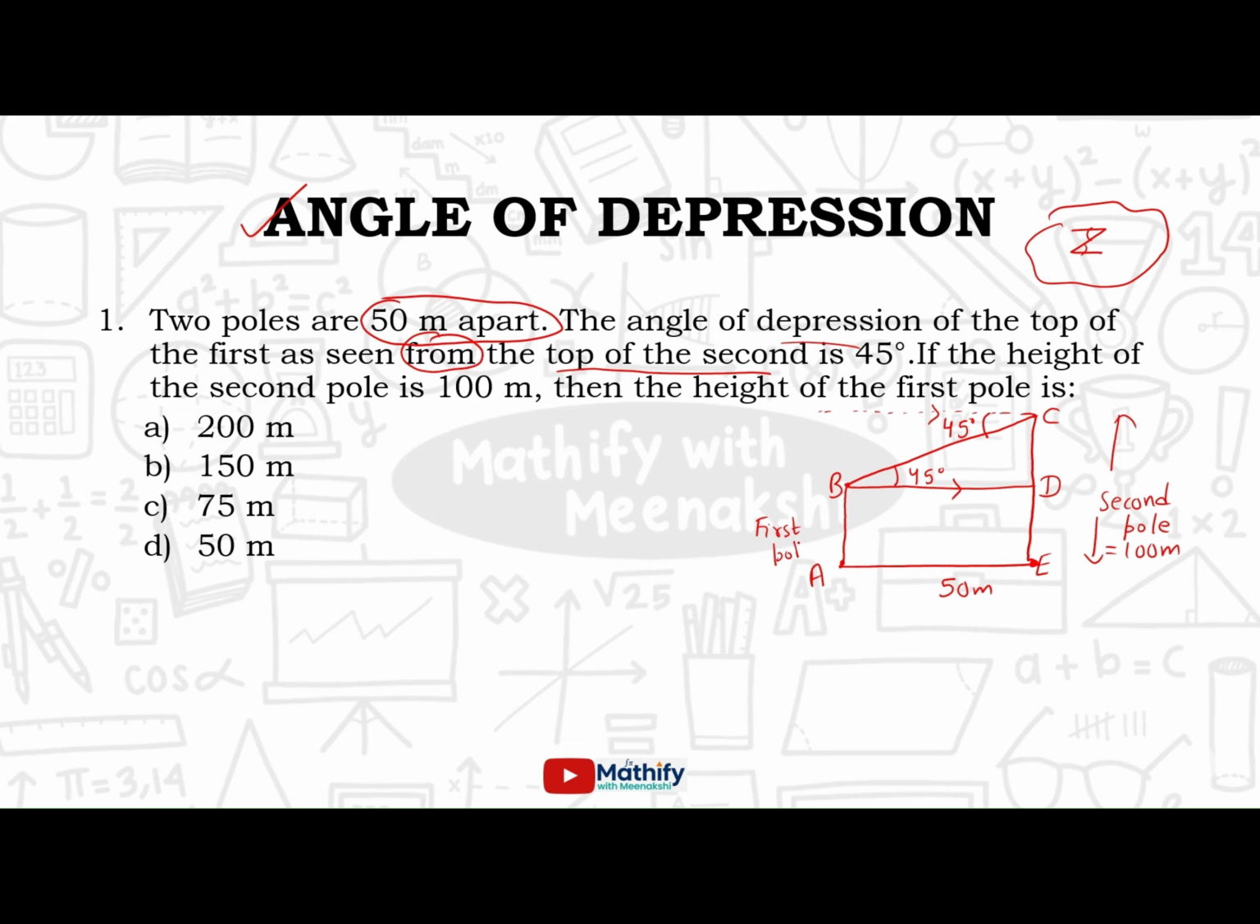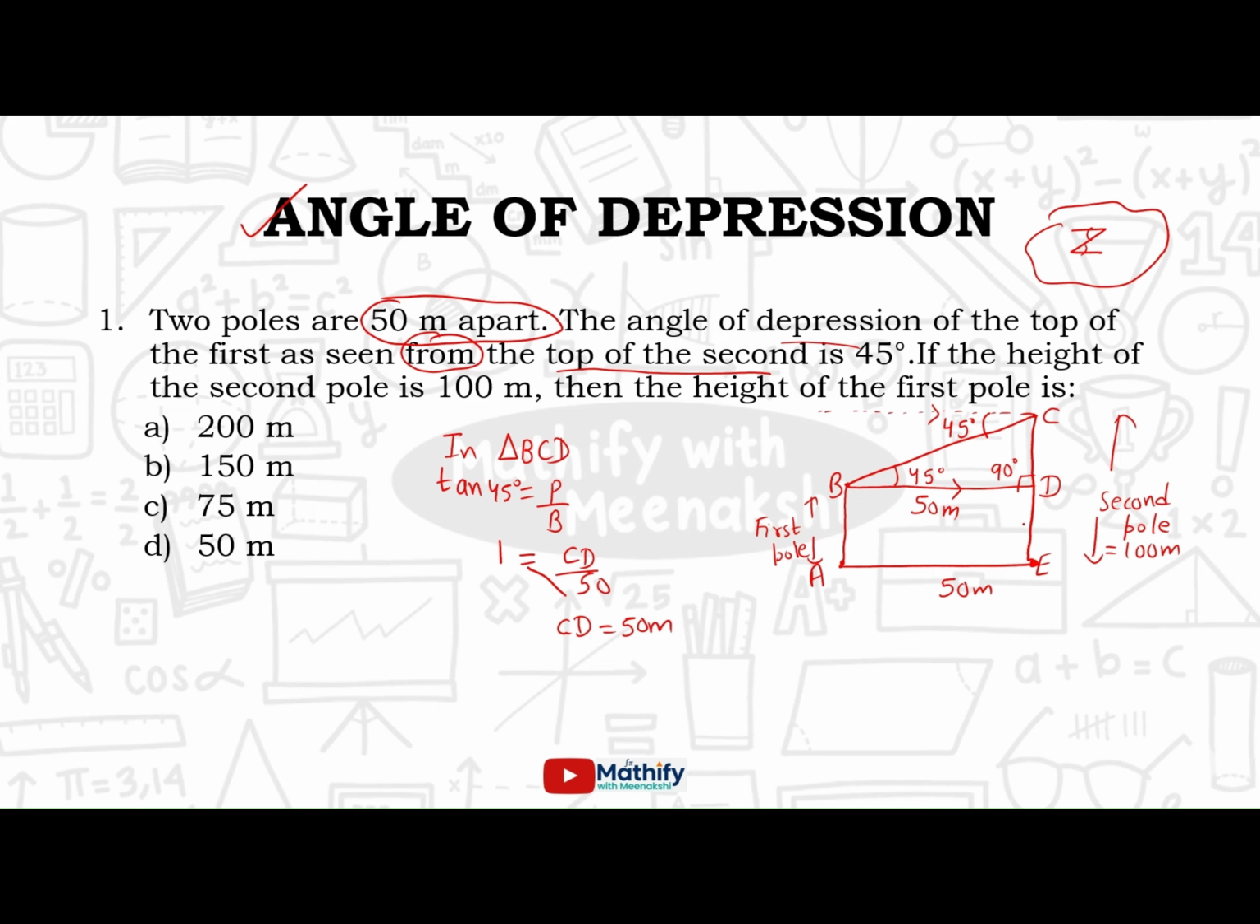How will we do that? First we have to choose one triangle. Here we have only one angle, 45 degrees, so we have only one option to choose a triangle, that is triangle BCD. Now use tan 45 degrees equal to perpendicular by base. Tan 45 is 1. What is the perpendicular here? Perpendicular is CD and base is 50, as you know that AE and BD are equal. That means, doing cross multiplication, CD is 50 meters.